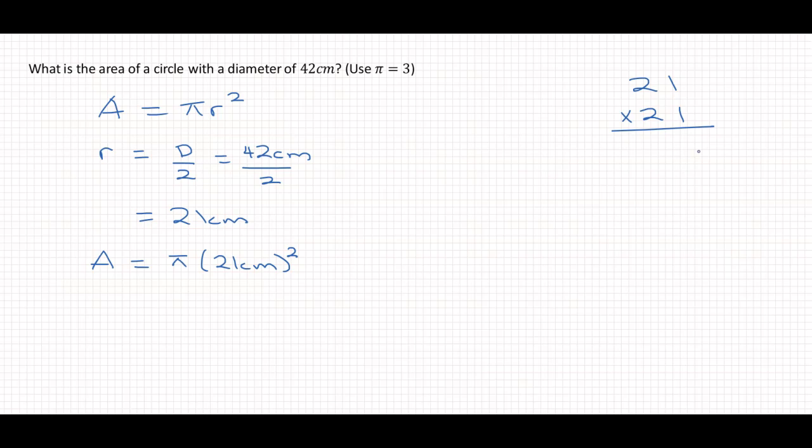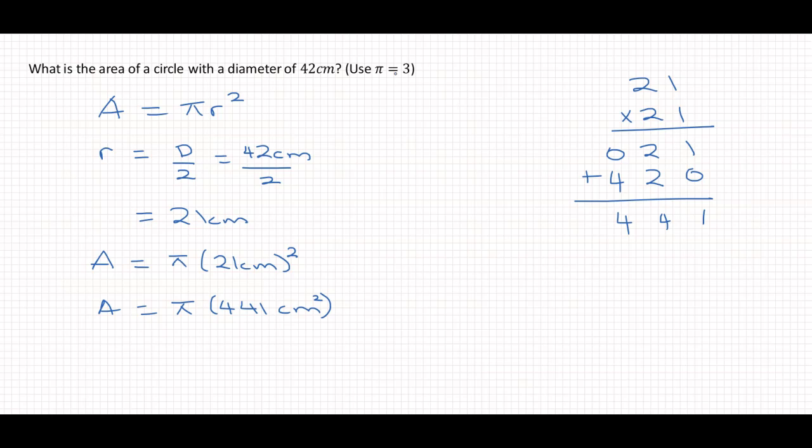So let's go ahead and find out what 21 squared is. 21 multiplied by 21. So we have 1, 2. We put a 0 right here. 2 multiplied by 2. 2 multiplied by 1 is 2. 2 multiplied by 2 is 4. So we put a 0 here. Add them. We have 1, 4, 4. Okay, 4, 4, 1. 441. So A is equal to pi multiplied by 441 centimeters squared.